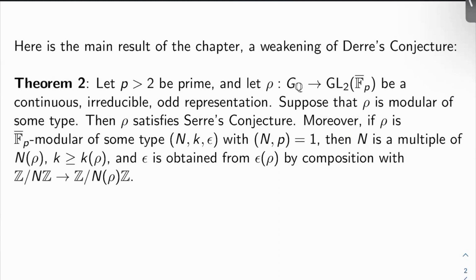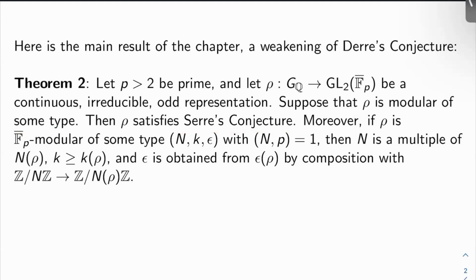The main result of the chapter is kind of a weakening of, I guess, Serre's conjecture. Theorem 2: let p be a prime bigger than 2. Let rho from G_Q to GL_2(F_p bar) be a continuous, irreducible, odd representation. Suppose that rho is modular of some type, then rho is modular of the type prescribed by Serre's conjecture.